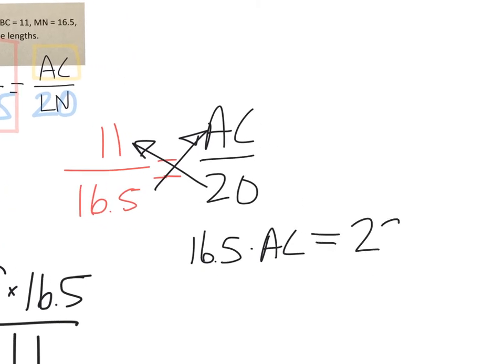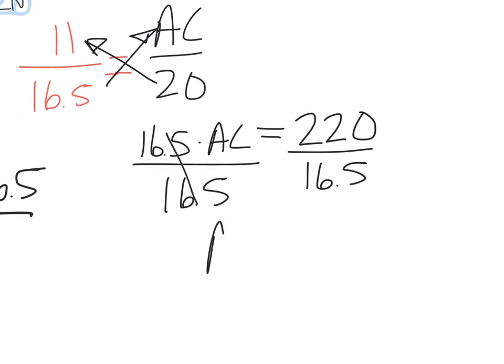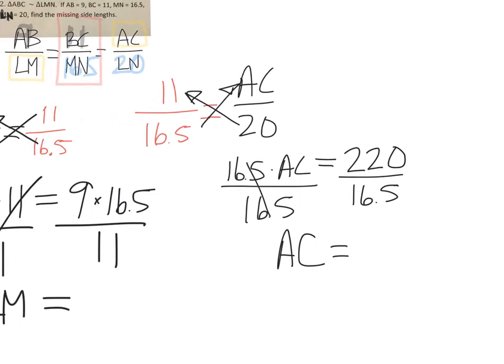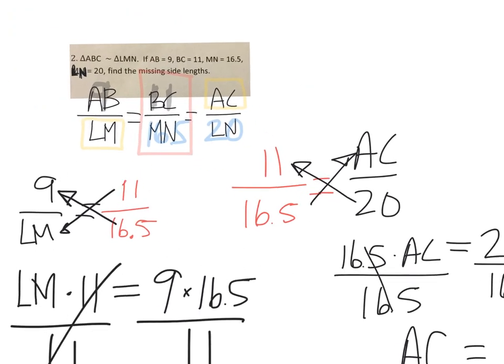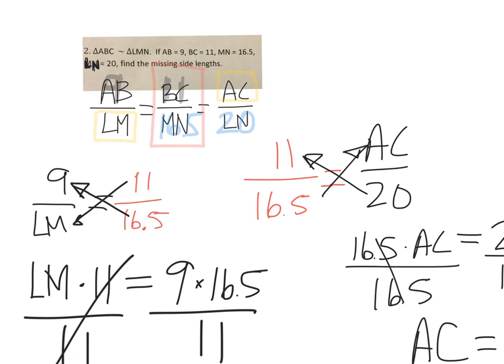That's probably 220. I can do that one in my head. And now I divide both sides by 16.5, which I cannot do in my head. And this will give me the length of AC, whatever that happens to be in the calculator. Sounds good to me. So we use the proportion and the one ratio that we know to solve for the other two side lengths that we don't know. And there you go.